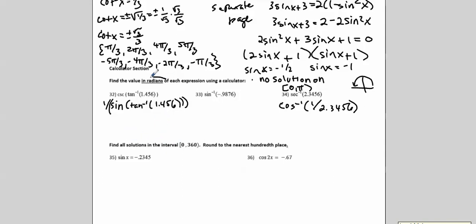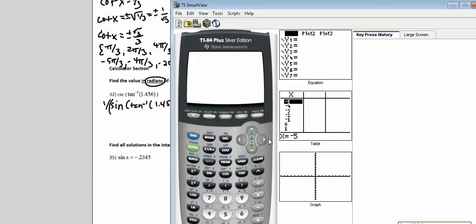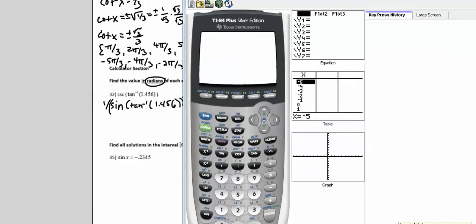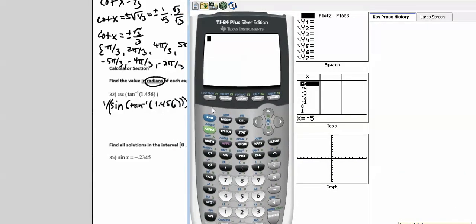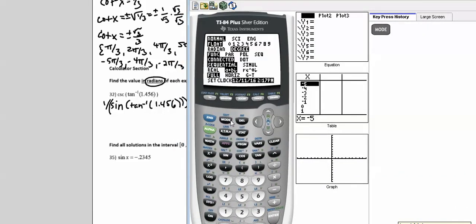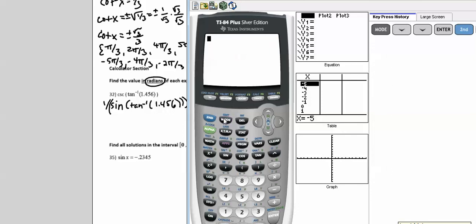We're going to check and make sure we're in radians first. Okay, let's see. First problem, mode. So I need to go down and put this in radian mode. And quit. So let's do 1 divided by sine. Inverse tangent is second tangent. And I'm going to need my decimal, so I need to raise this just a little bit.